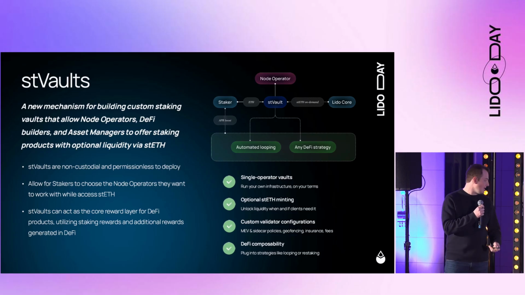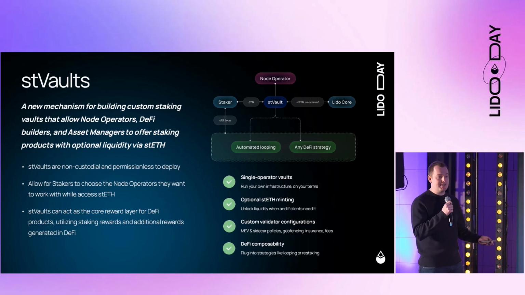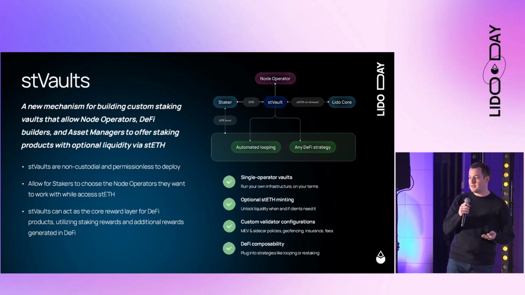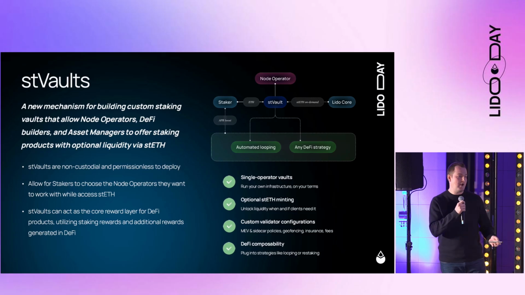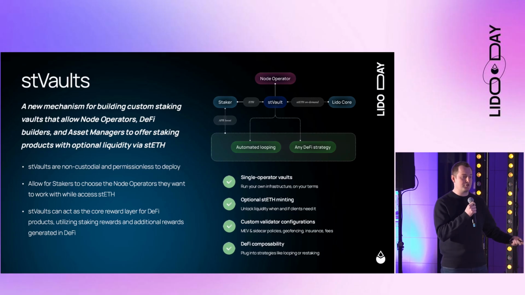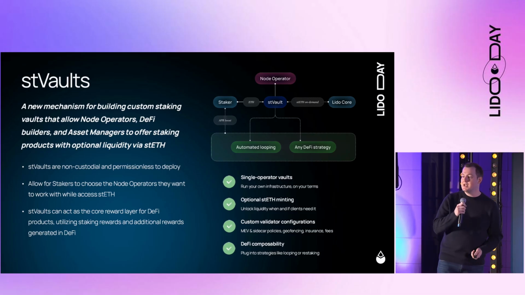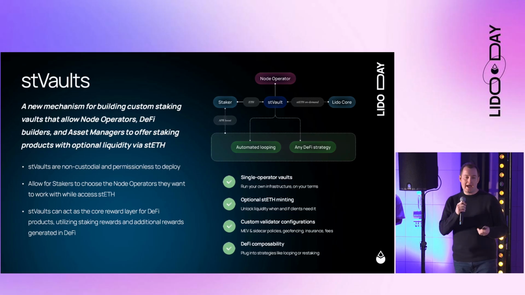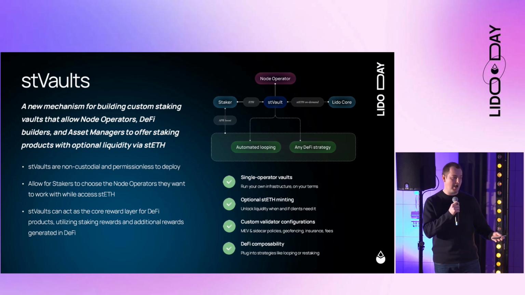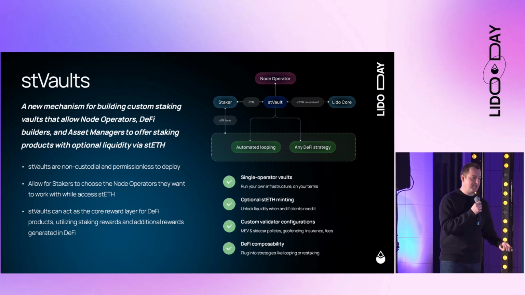I think one of the really interesting things here is that this now allows for stakers to actually choose the node operator that they want to stake with. And this is very, very important for specific institutional customers that want to sign contracts directly with different node operators. This is important for a DeFi curator that wants to run a strategy with staking as the reward layer at the bottom. And so it really opens up the optionality.